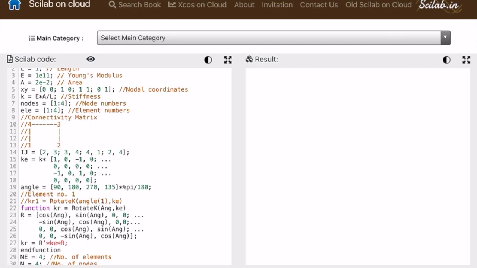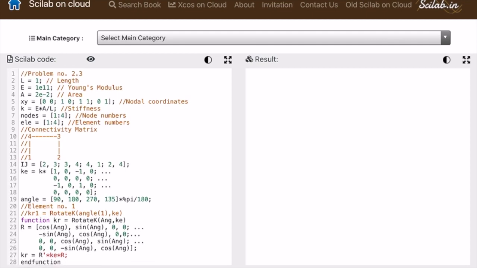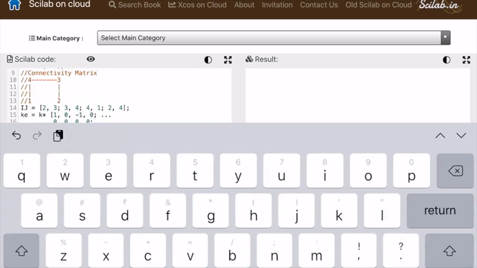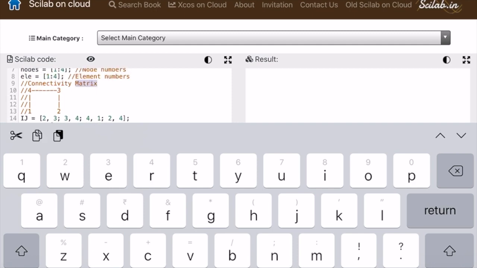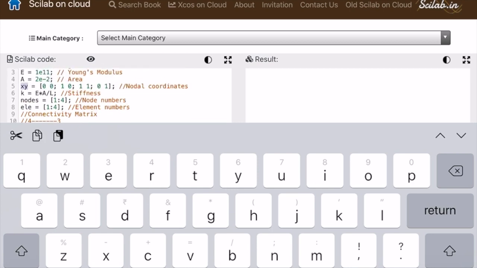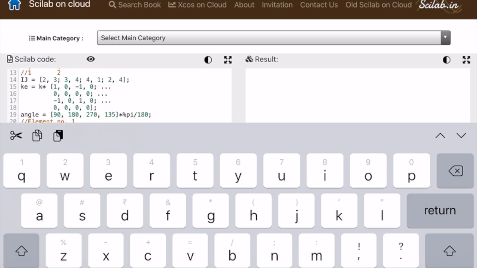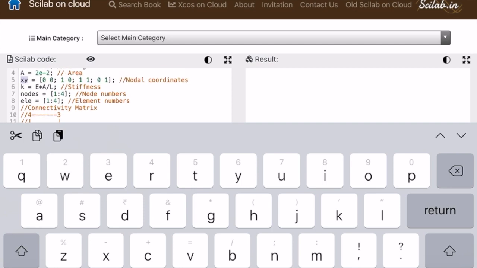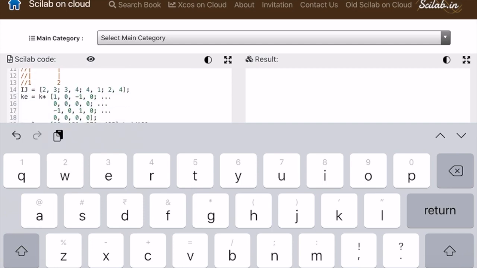Once we have xy, now we can find out the length. Actually, automatically we can find out the length. And how? Since we have the connectivity matrix here, right? So we have Ij, which we call the connectivity matrix. So given Ij and xy here, we can accordingly find out the length.